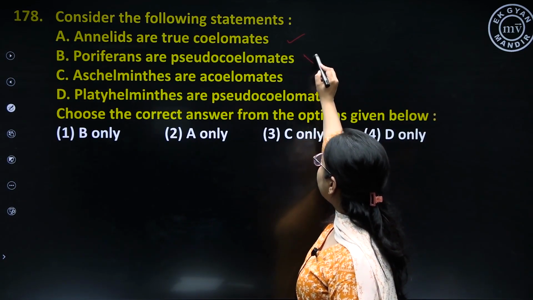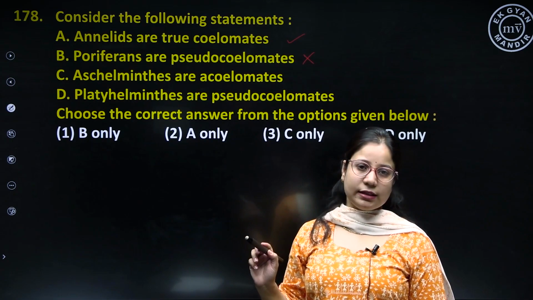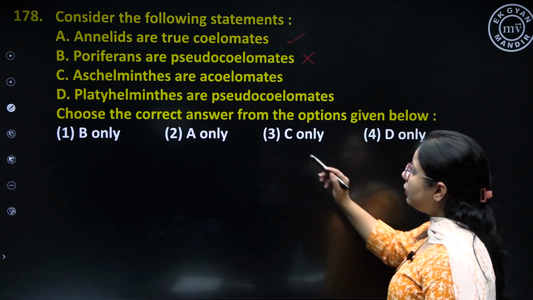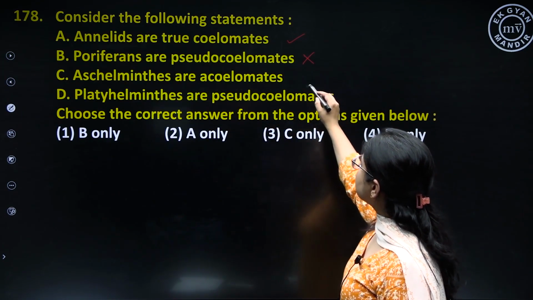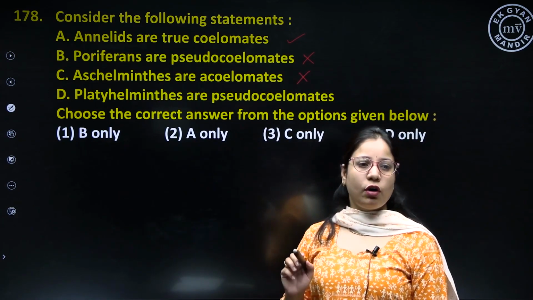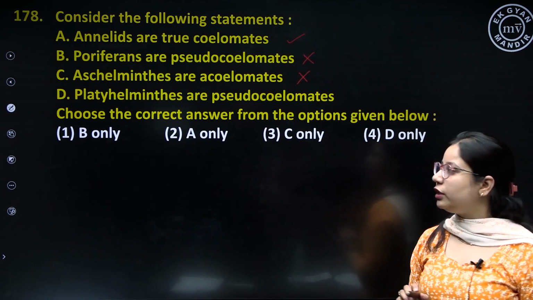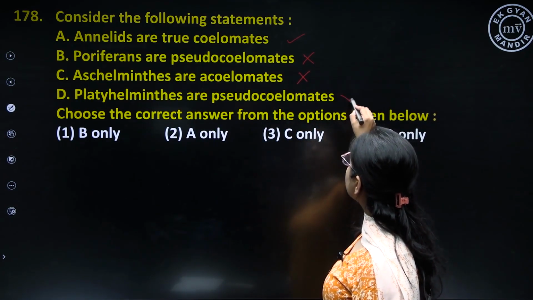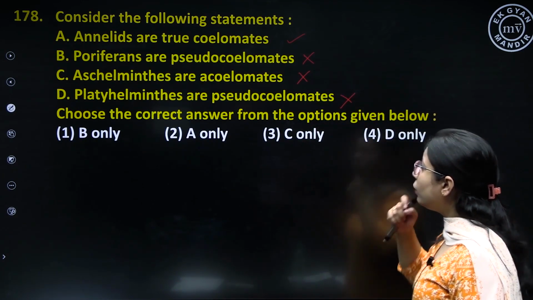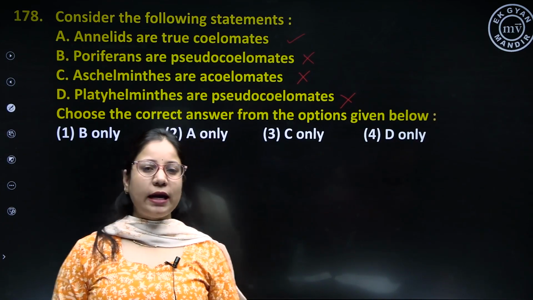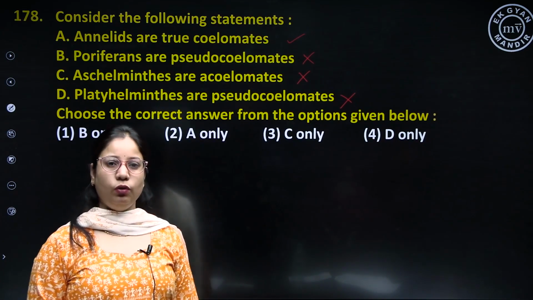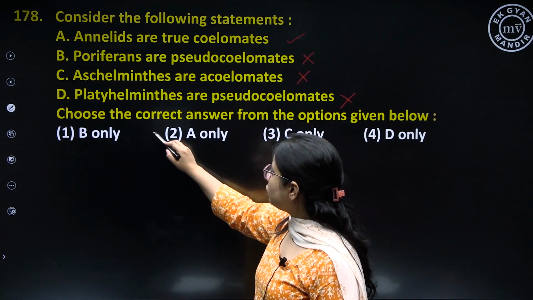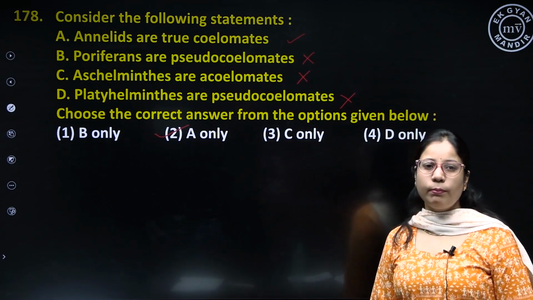Poriferans are pseudo-coelomate. No, poriferans are diploblastic. They do not have a mesoderm and they don't have a true body cavity. Then, nematodes are acoelomates. This is wrong. Nematodes have a false body cavity, that is, they are called pseudo-coelomates. Platyhelminthes are pseudo-coelomates. No, this is also a wrong statement, because as all of you know, platyhelminthes are the first triploblastic animals, but they do not have a coelom, so they are acoelomate. So only A is correct in this question. So the option for this question is option number 2.